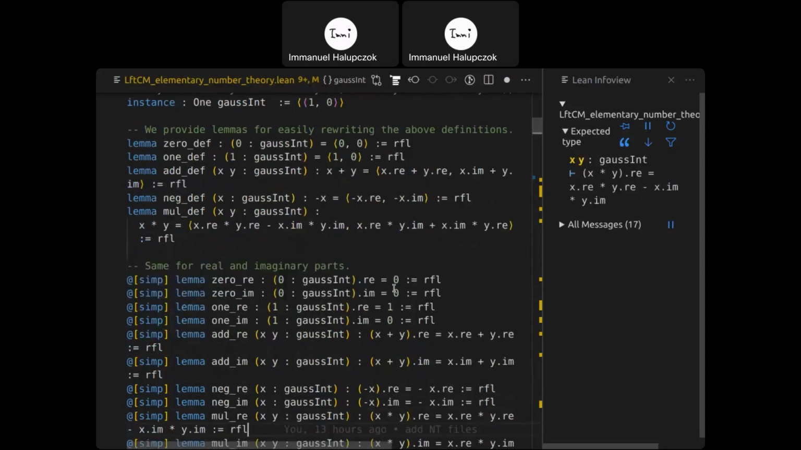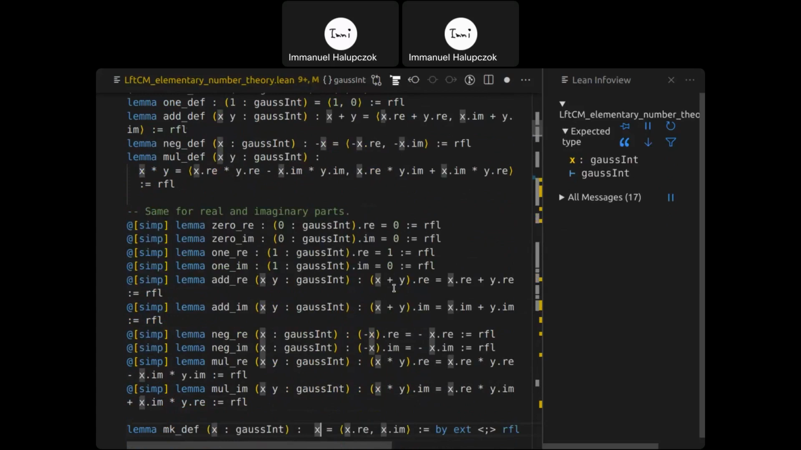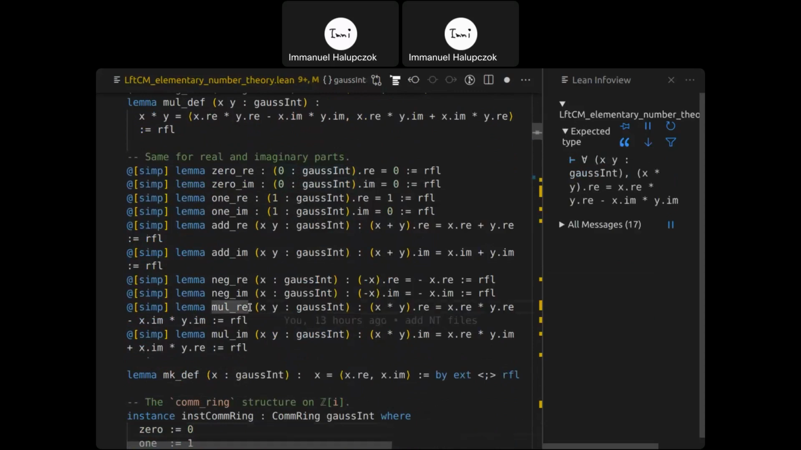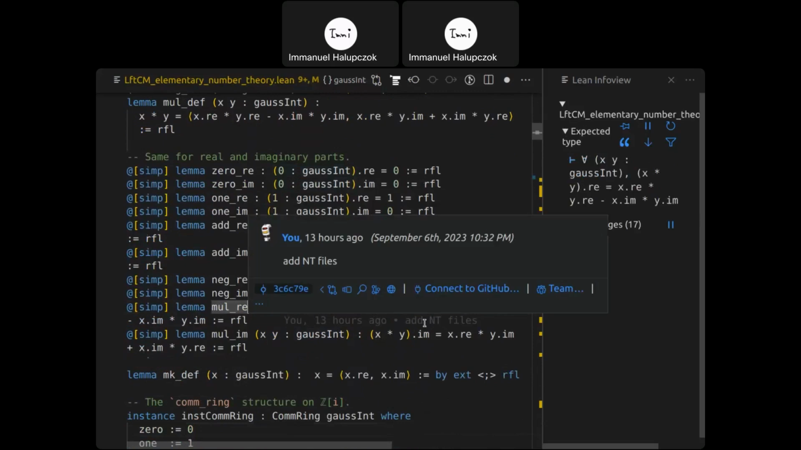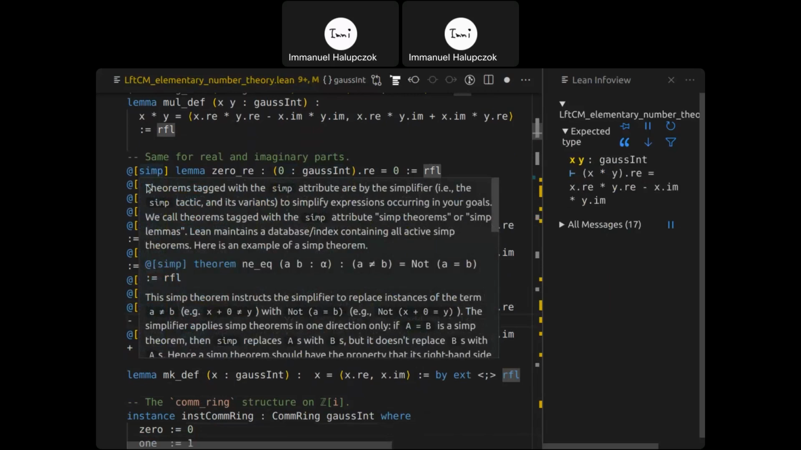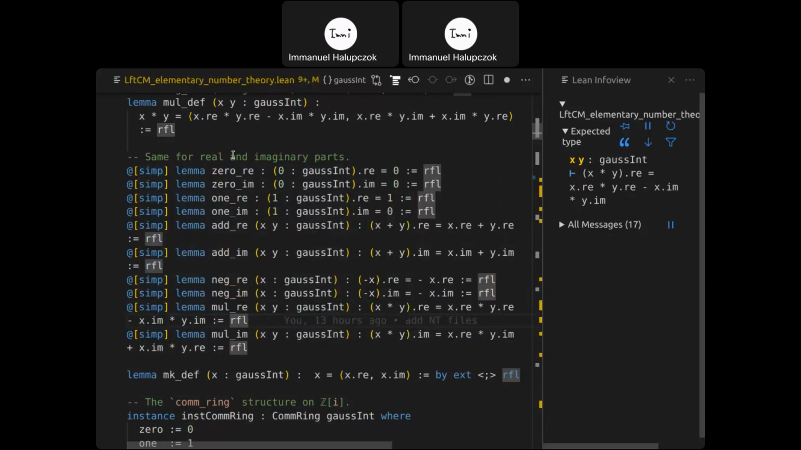Also, it's useful to have the same lemmas, but for the real part and imaginary part. So these are these lemmas here. For example, mul_re, this is telling me what the real part of a product is. And all of these lemmas are marked with this simp tag. So this means that we are going to add them to the list of lemmas that Lean uses to simplify expressions. We'll see some examples later when we use simp and Lean is going to use some of these lemmas to make our lives easier.